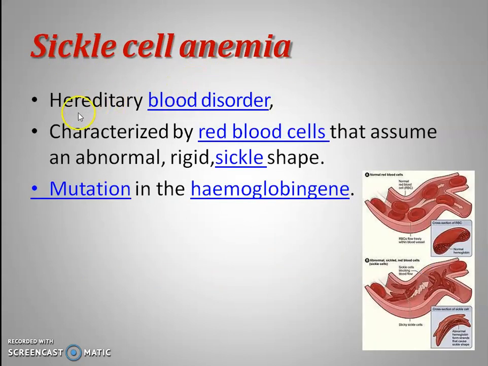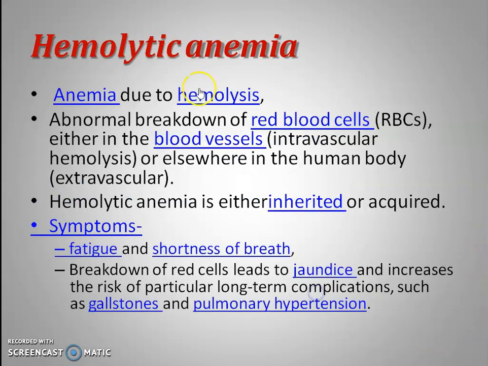Sickle cell anemia. This is a hereditary blood disorder characterized by red blood cells that assume an abnormal rigid sickle shape, due to mutation in the hemoglobin gene. So this is a normal blood cell, RBC, and this is a sickle or abnormal cell.